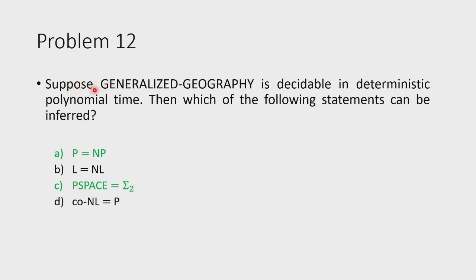Suppose generalized geography is decidable in deterministic polynomial time, then which of the following statements can be inferred? The options are P equals NP, L equals NL, PSPACE equals Sigma 2, and co-NL equals P. And the answers are A and C. Okay, so let's see why.